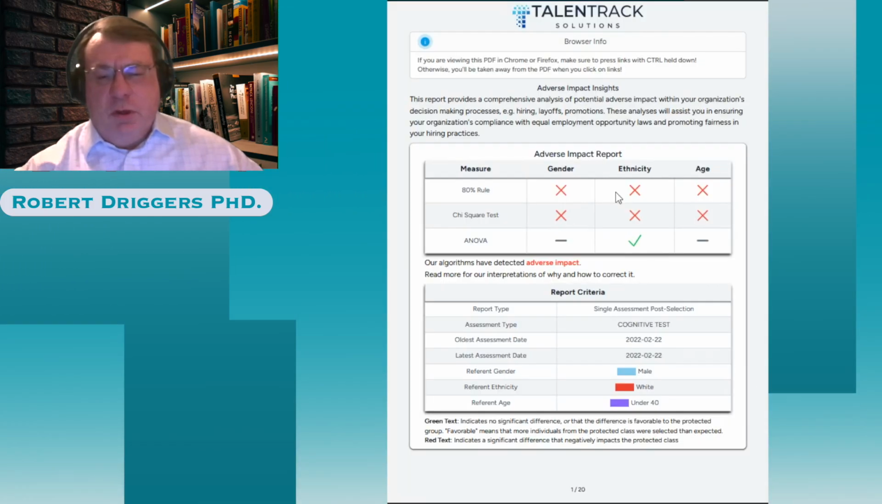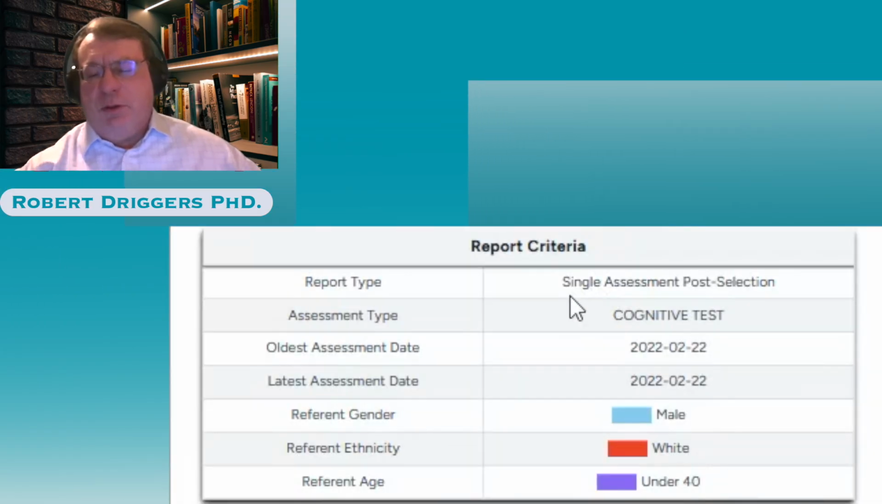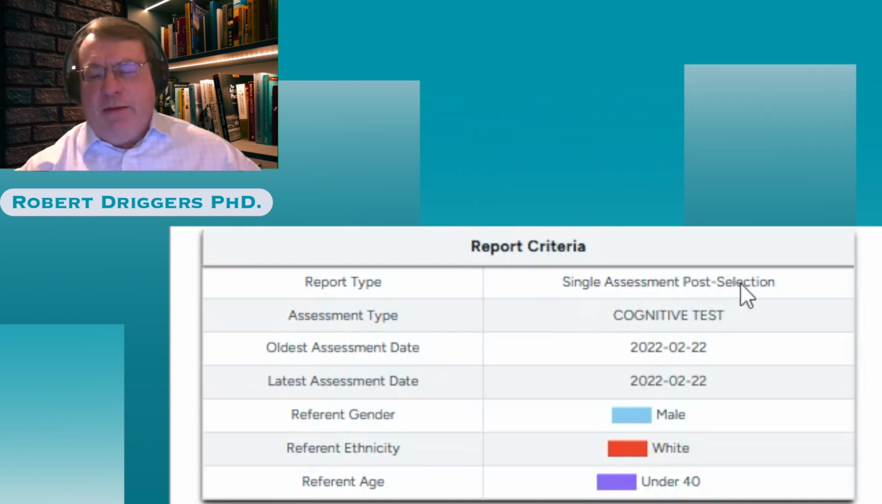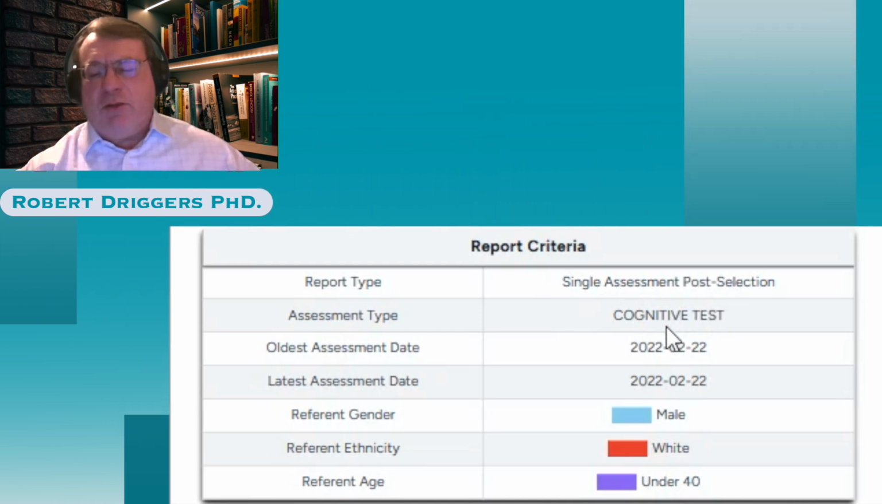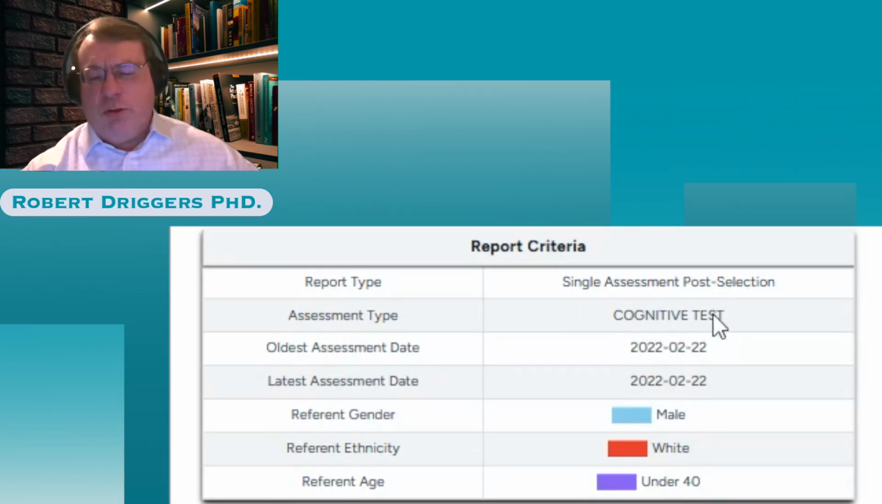of groups. So, what type of report have we run here? This is our simplest report. It's the single assessment post selection report. And I ran this report based on Monte Carlo data that I made up to demonstrate a few things, but in the report, we're using cognitive test scores.